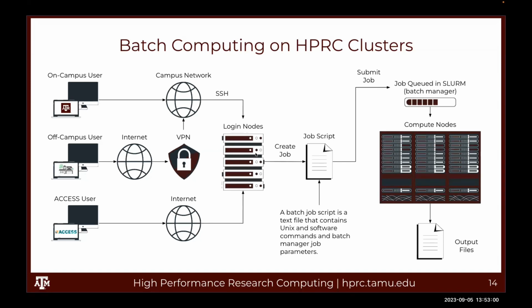Once you're connected, you can create a job. You'll need a job script, which we'll go over in the next couple of slides. And once you have that script completed, you just submit that job. The job gets queued in our batch manager, also known as Slurm, and whatever required computations are run and outputted in the requested format that you have, or an error is outputted.